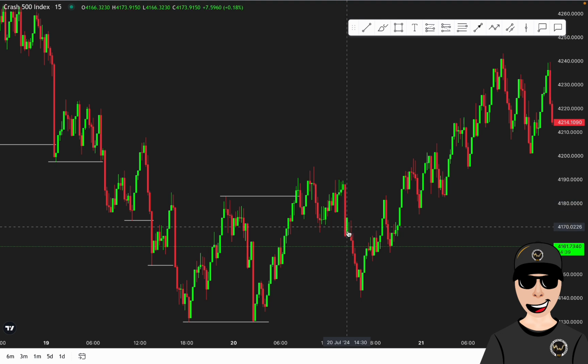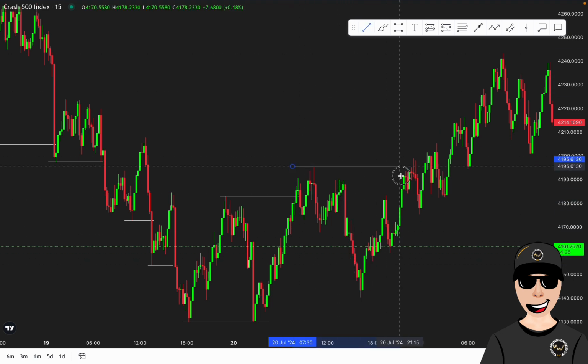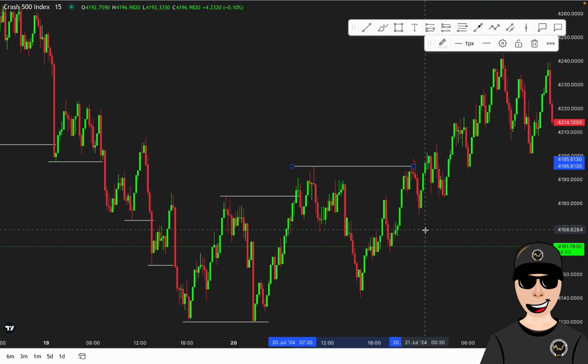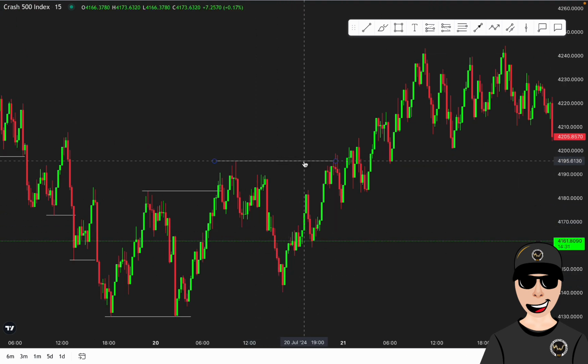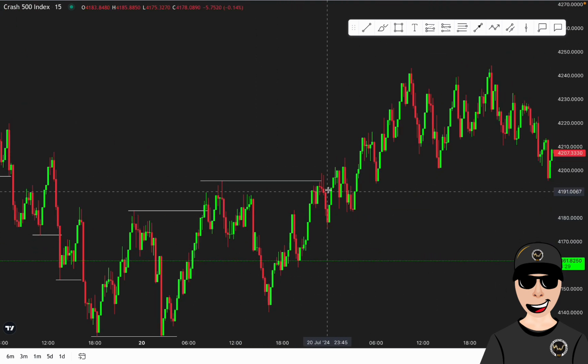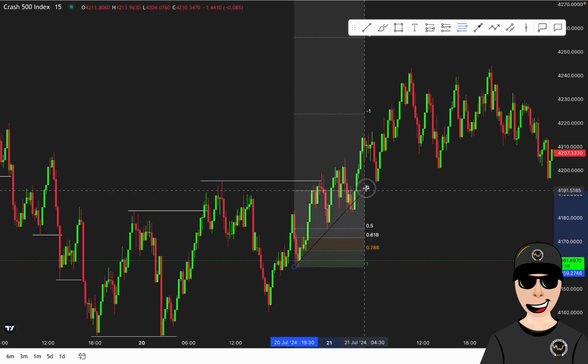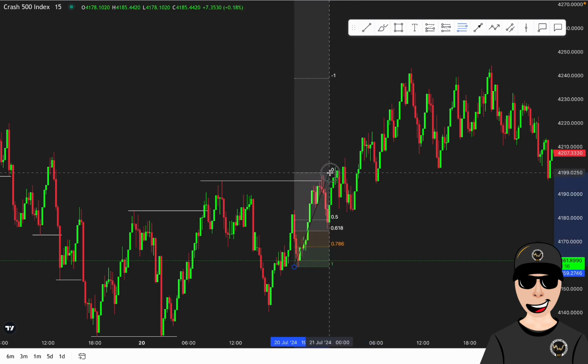We have a nice retracement. Where's the next high? It's here. Here we broke that high, and now we can continue the trend. Where was the low that broke this high? It was this low here. So we're going to draw our fib from this low to this high.